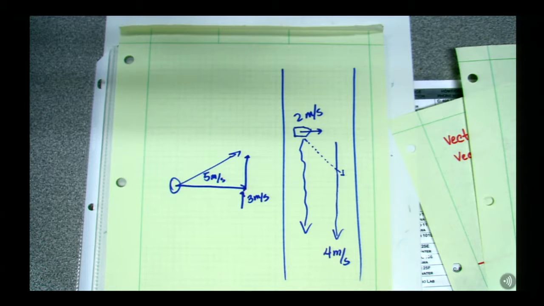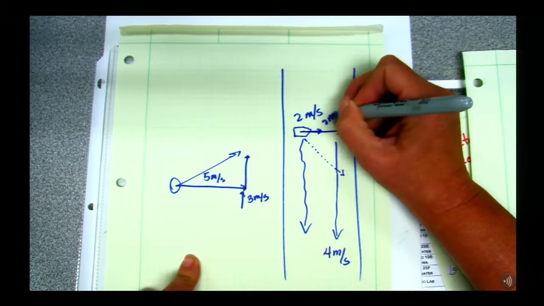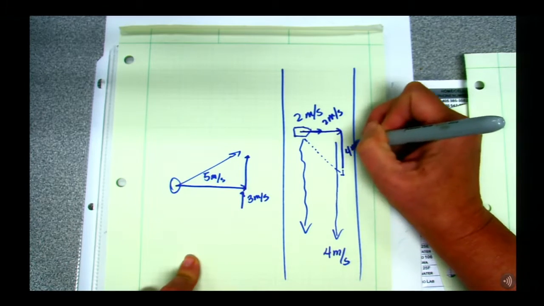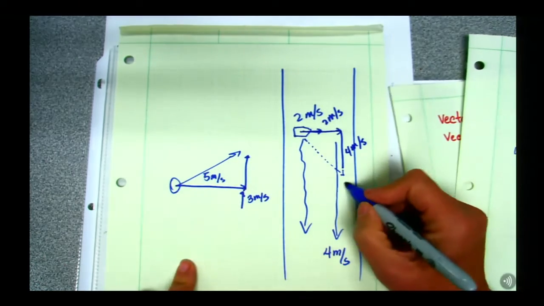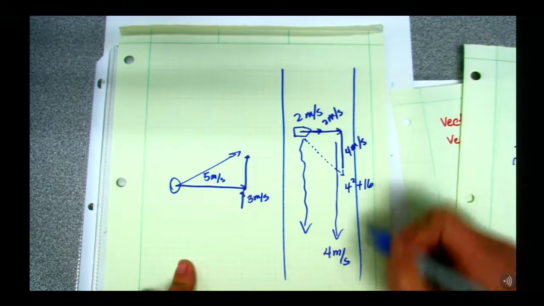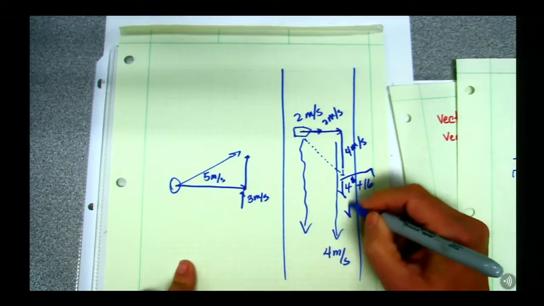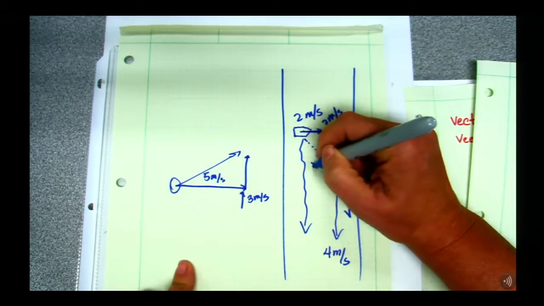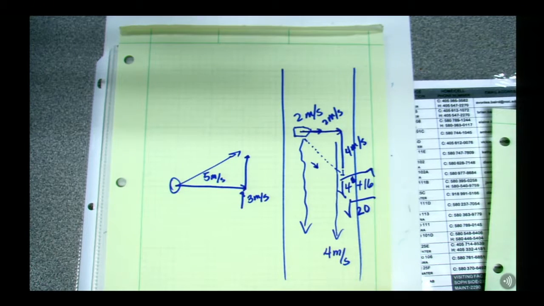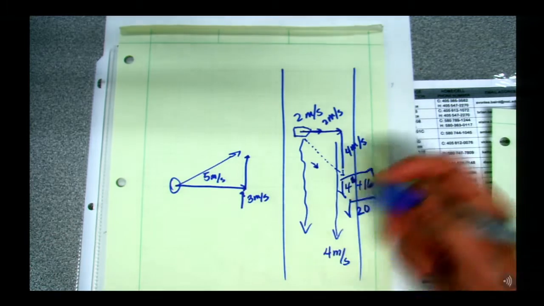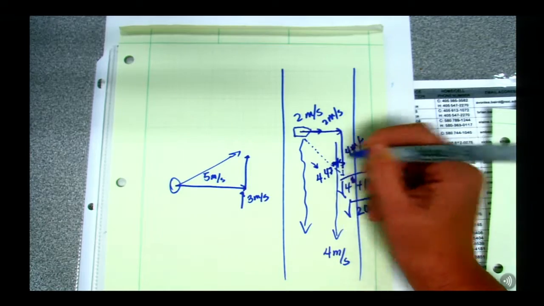And it turns out, if I add these vectors head to tail, if this is a 2 meter per second vector, and this is a 4 meter per second vector, a squared plus b squared equals c squared. So I get 4 squared is 16, plus 2 squared is 4, square root of that is the square root of 20. I'm actually going to be traveling in this direction at a rate of 4.47 meters per second.